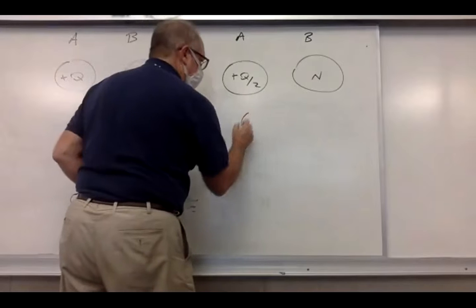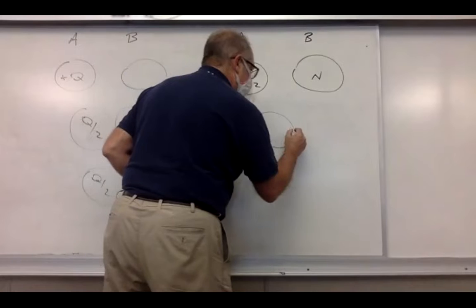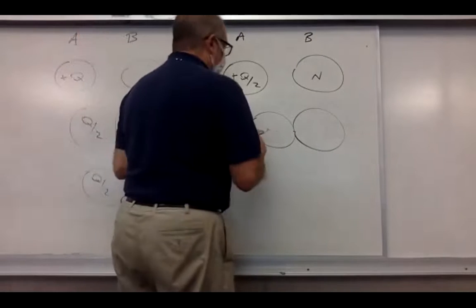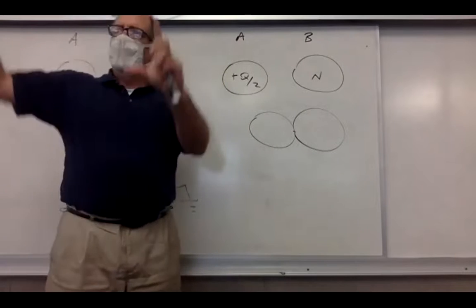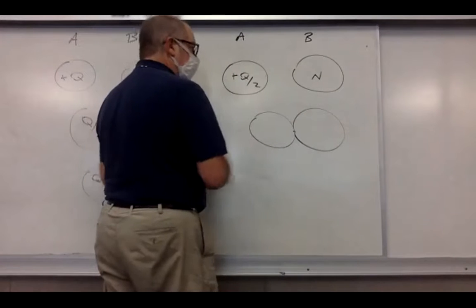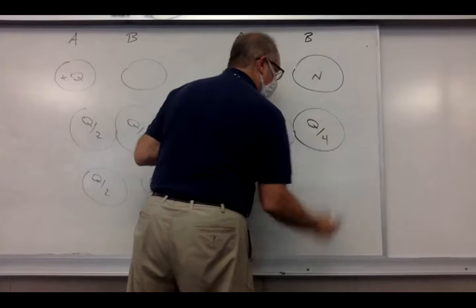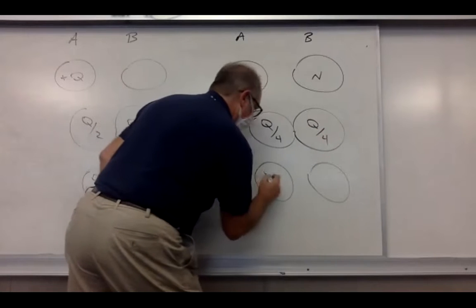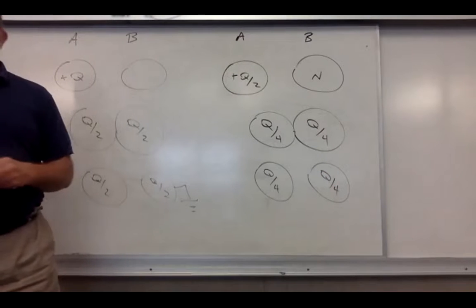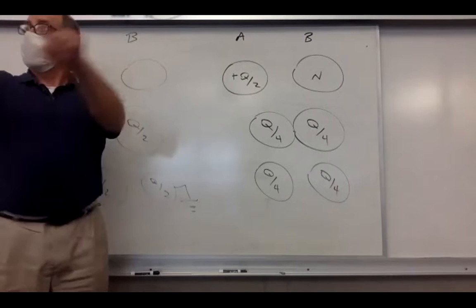So then when we touch them again, once again, they're going to split charge, and they're going to split it evenly. I'm never going to give you a case where I have a large sphere and a small sphere. That's way too complicated. The spheres are going to be the same size, and so this Q over 2 is going to split evenly once again. We're going to have Q over 4 there and Q over 4 there. And then when you separate them, they're going to keep that charge, and that's the answer. So they're going to have positive Q over 4 on each sphere. That make sense?